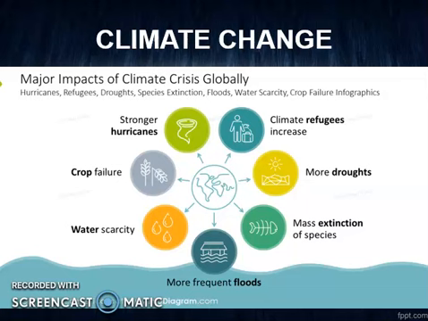Next, students, we continue the discussion about climate change. Major impact of the climate change crisis globally: climate refugee increase, more drought, mass extinction of species, more frequent floods, water scarcity, crop failure, and stronger hurricane.